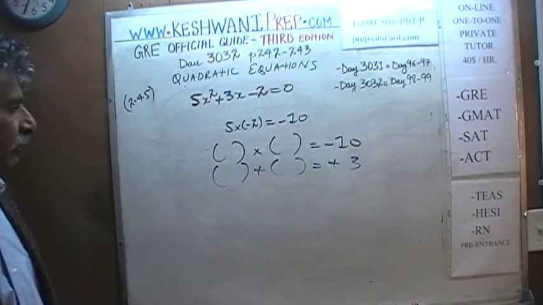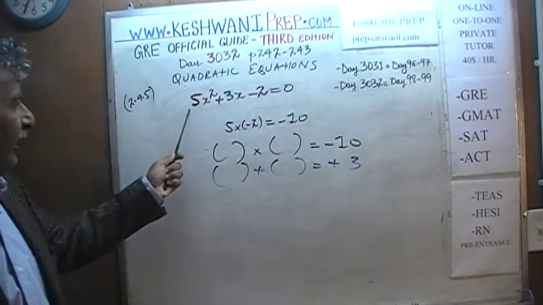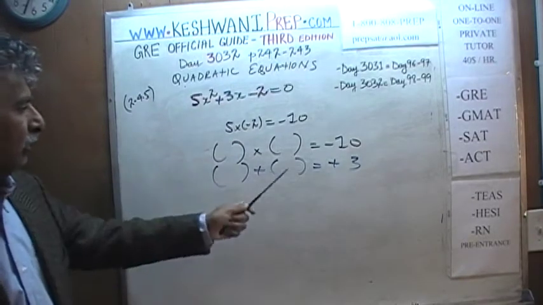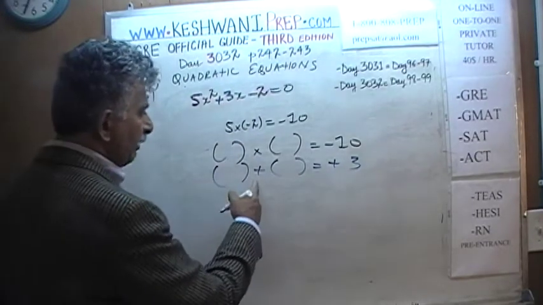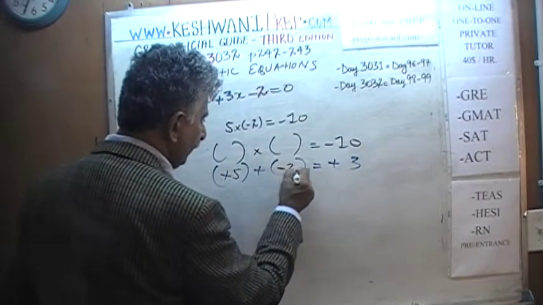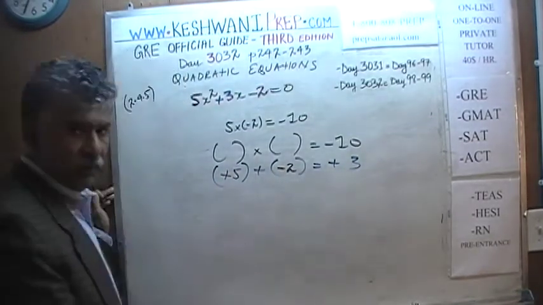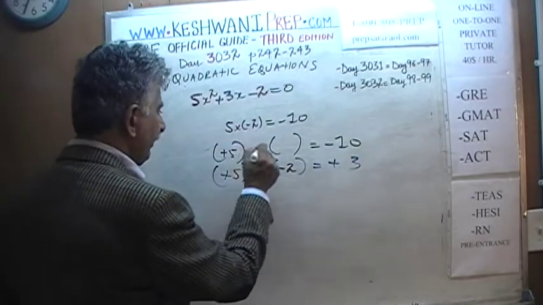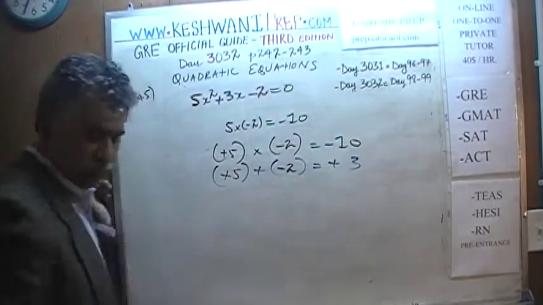Well, actually, it's very simple. It's right here, 5 and 2. We want the sum to be positive 3, so we want to put positive 5 here and a negative 2 here. Positive 5 and a negative 2 is positive 3. And of course, positive 5 times negative 2 is going to be negative 10. This was too simple, actually.